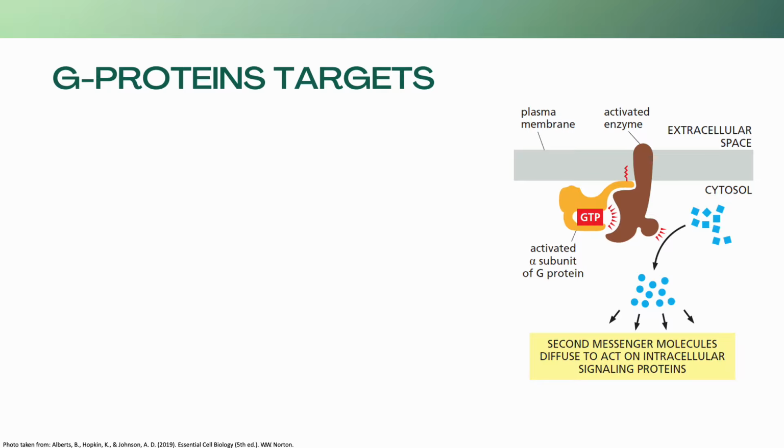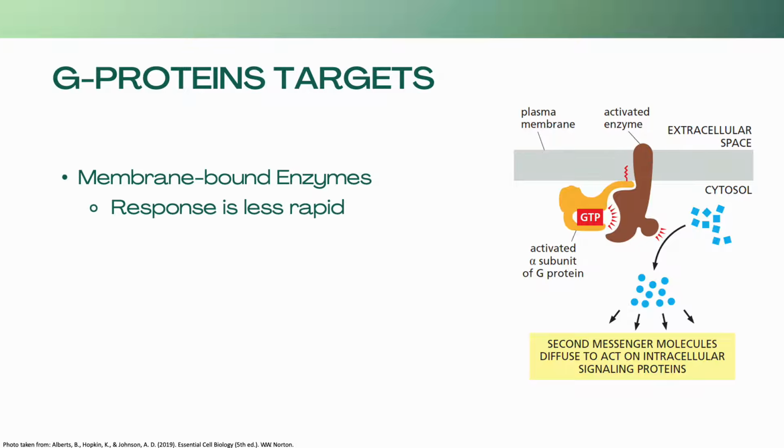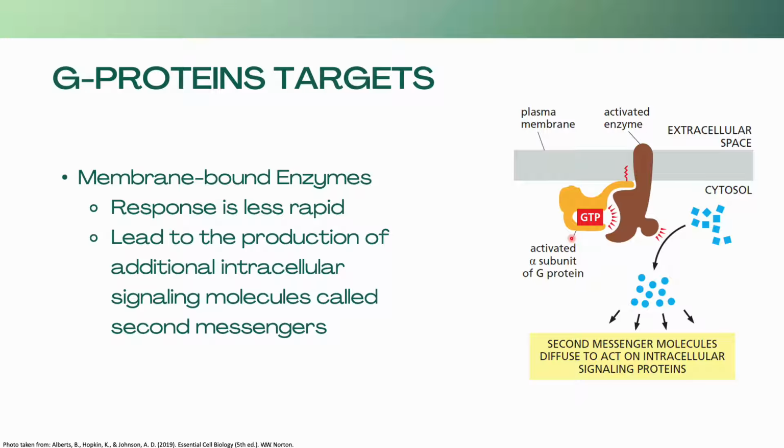The next type of G protein target are membrane-bound enzymes. Now, these are proteins that catalyze a variety of reactions in the cell. And unlike your ion channels, these enzymes produce a response that is less rapid. When they are activated by the G protein subunit in charge of them, this leads to the production of additional intracellular signaling molecules called second messengers. One example of a very important second messenger is cyclical AMP. We will not delve deeper into these different second messengers, but please look forward to another lecture on those.